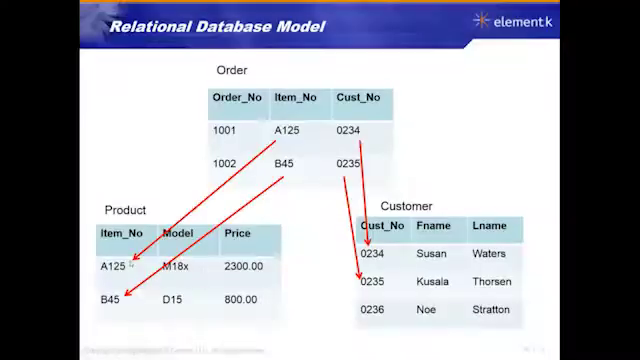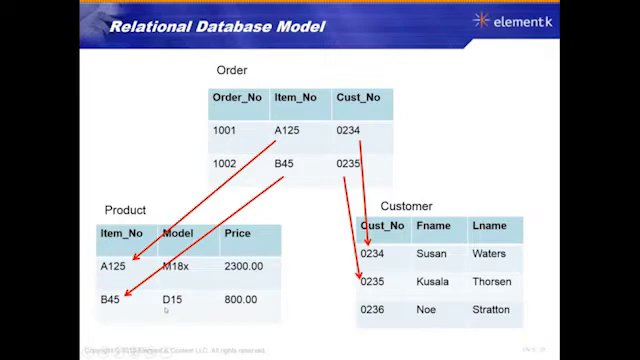And then when you have tables that are related to each other, the table that has the relationship will have that same primary key of the other tables, but it's called a foreign key, and that's what ties the tables together. So like, for example, here, in the product table, I've got item numbers, like A125 is an M18X laptop for $2,300.